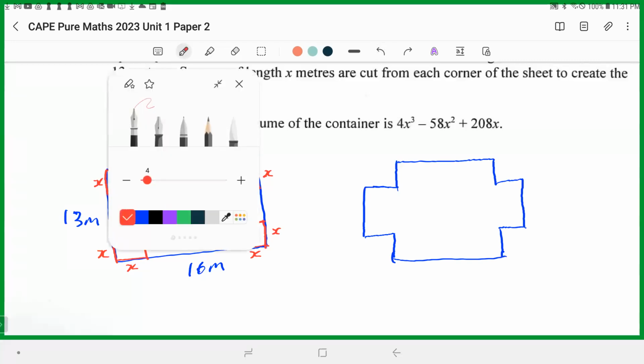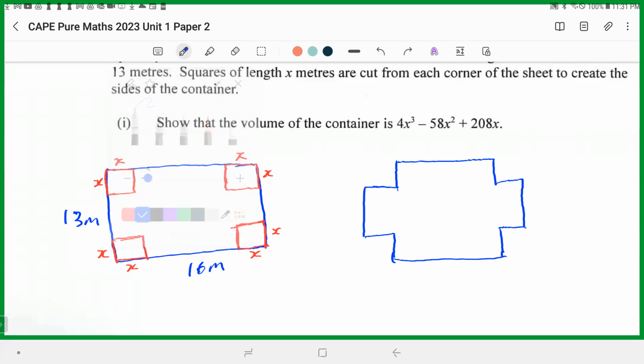So what are the dimensions now? Remember over here it was 16, and you cut off x and x. So what you have left right here is 16 minus x. Yeah, I remember these questions. Up here is also 16 minus x. And on this side, it's not x, it's 2x. You cut off x and x, so 2x. And on this side, I also cut off 2x.